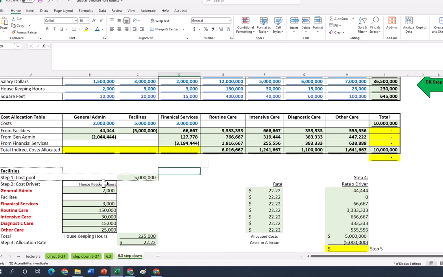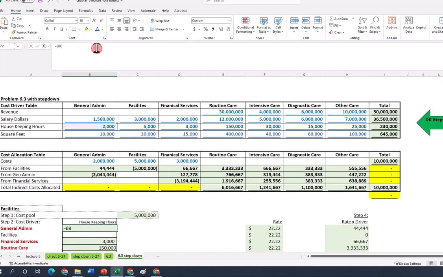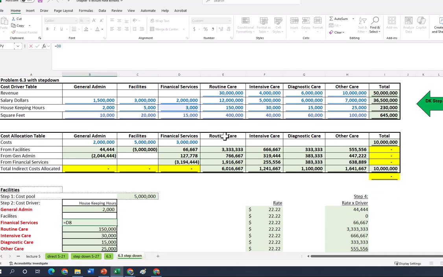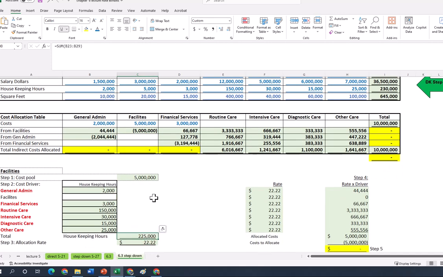So we said housekeeping hours. So we said facilities to general admin to financial services. That's the first level. So we need to add in our cost driver, we need to pick up the housekeeping hours for general administration. And we need to pick up the housekeeping hours for financial services. So our cost driver total is 225,000, and I've just highlighted in red the relevant departments for each step.